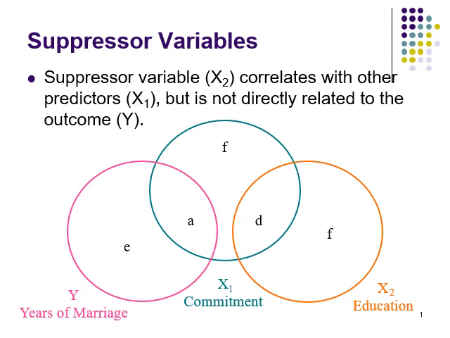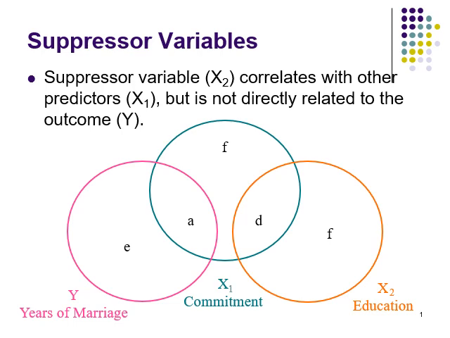So if we were looking at the bivariate correlations, we would see a relatively strong relationship between education and commitment. We'd see a relatively strong relationship between commitment and years of marriage, and we would find no relationship between education and years of marriage. That's not a suppressor variable at this point. That's simply a variable that's statistically not significant. It doesn't need to be in the model. But what can occur is, as we put that into a model and the model gets more and more complex, its relationship with commitment may drag it into a relationship with years of marriage.